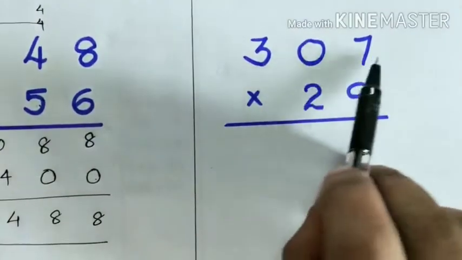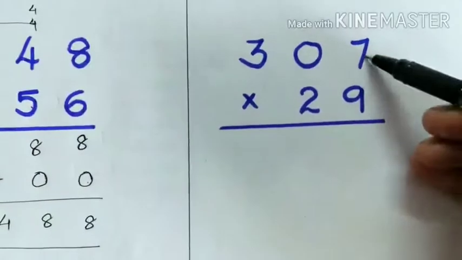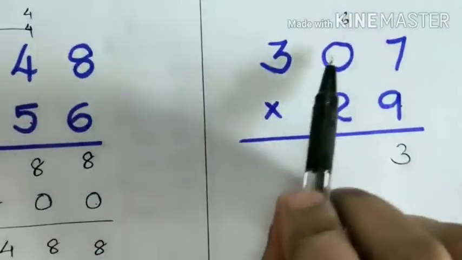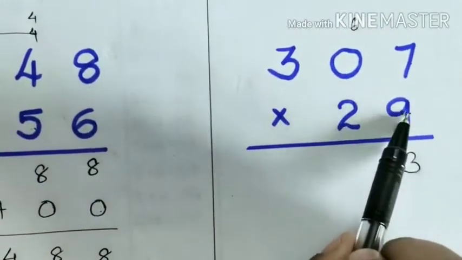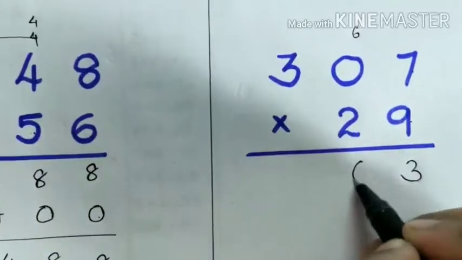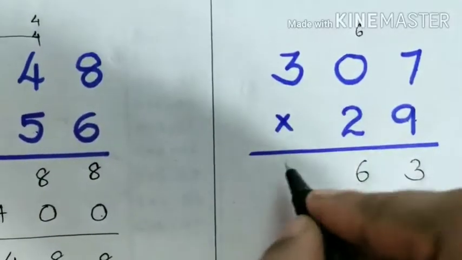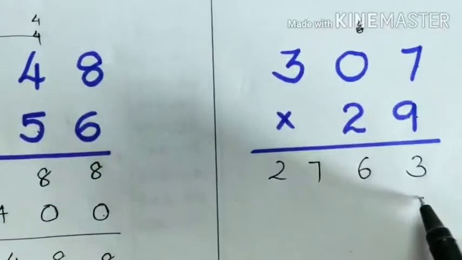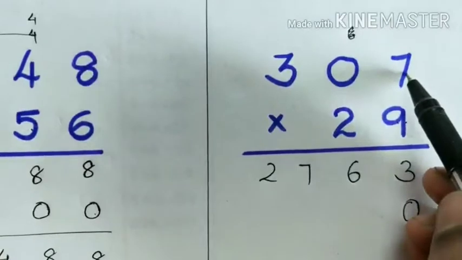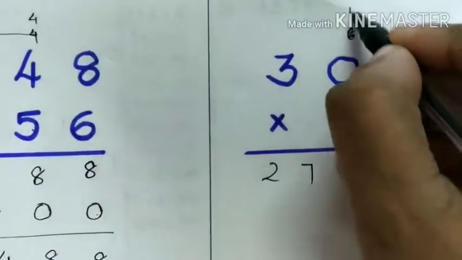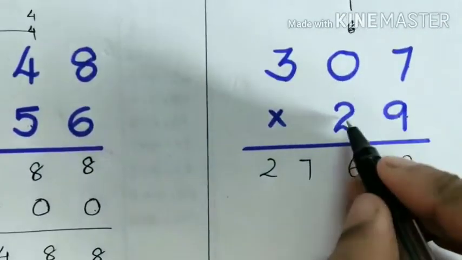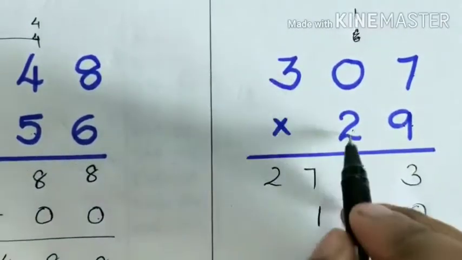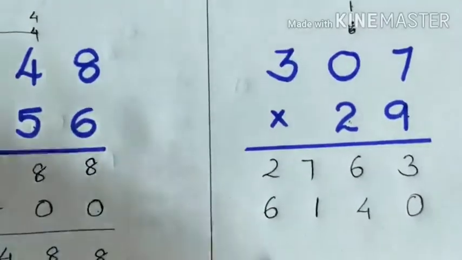Next question, 307 into 29. 7 nines are 63. 0 into 9, 0. 0 plus 6, 6. 3 into 9, 27. Now strike this. Give a 0 here. 7 into 2, 14. 0 into 2, 0. 0 plus 1, 1. 3 into 2, 6.